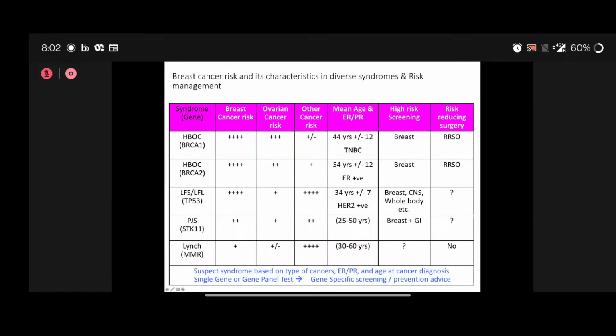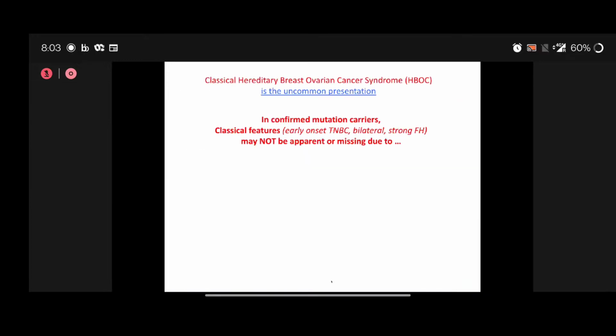In breast cancer, we only think of BRCA1/2. In BRCA1, it is mostly triple negative and early onset. In BRCA2, most of them are ER positive and may occur even after the age of 50. In Li-Fraumeni, most of them are HER2 positive. Peutz-Jeghers I showed, and Lynch syndrome. So based on the suspected syndrome, the type of cancer, ER, PR, and age at cancer diagnosis, decide what kind of testing is to be done, because subsequent advice could differ from cancer to cancer.